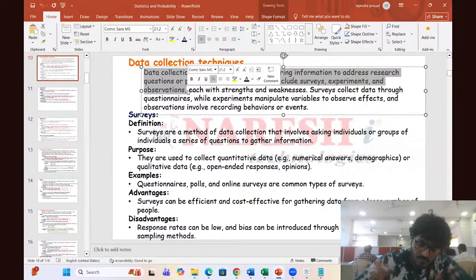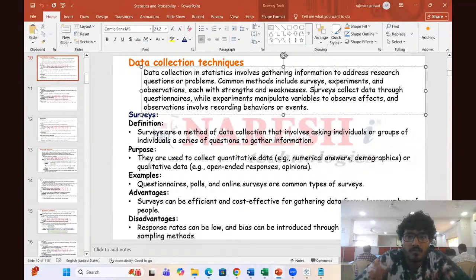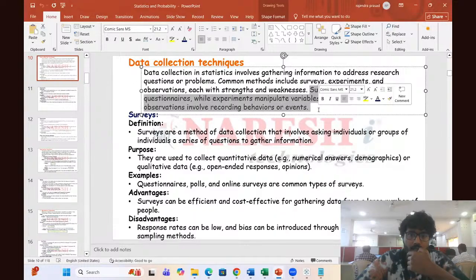You get my point? The way you collect data has primarily three ways: one is the survey, the second is the experiment, and the third is observation. Each has strengths and weaknesses, positives and negatives. Surveys collect data through questionnaires, while experiments manipulate variables to observe the effects, and observations involve recording behaviors or events.